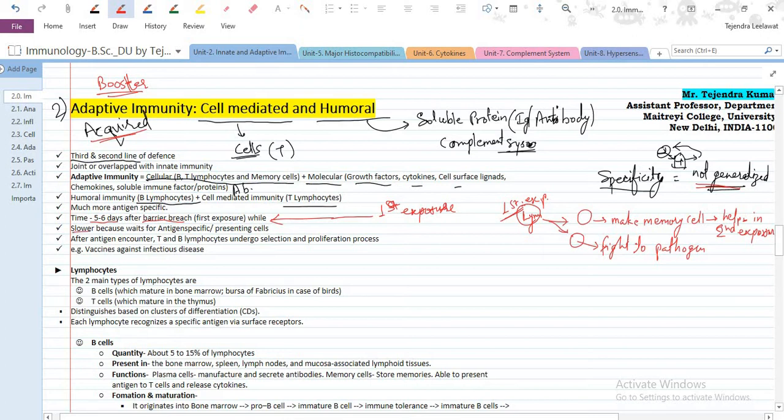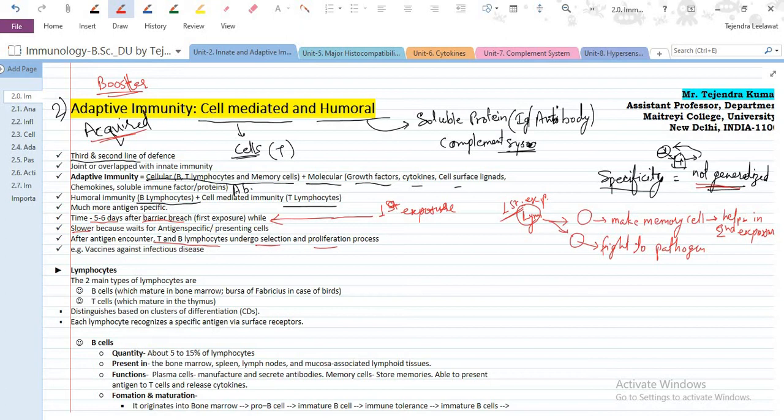And after antigen encounter, T and B lymphocytes undergo the selection and proliferation process. What is the selection and what is the proliferation? All these cells, like the B cell or the T cell, all the lymphocytes are produced in the bone marrow, and whenever they are produced, at that time they are not able to recognize any pathogen. So they have to gain this type of training, and that is called the selection process.